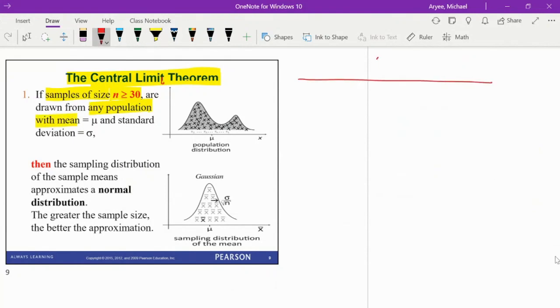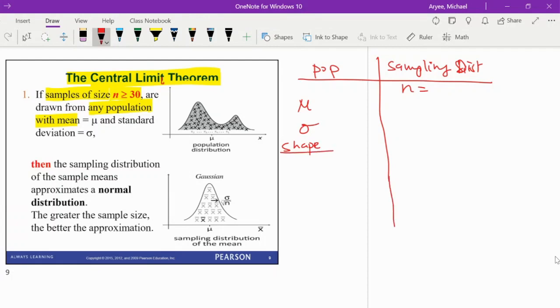So let me put it this way. Suppose this is a population side and this is a sampling side, sampling distribution. Now, usually this has n equals to a number, right? So this is mu, and then you need sigma, and then the shape. So the central limit theorem talks about the shape of the distribution. Now, it is saying that if the shape is any distribution drawn from any population, so let me write shape here. So this is mu x bar and this is sigma x bar.